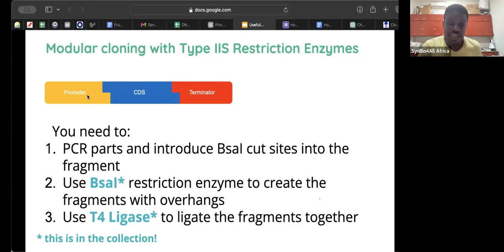So you have to make sure that the end of your promoter is compatible. The four base pair overhang that's going to be at the end of your promoter is compatible with what is in front of your coding sequence, and likely the end of your reaction, and then it's going to put them together.